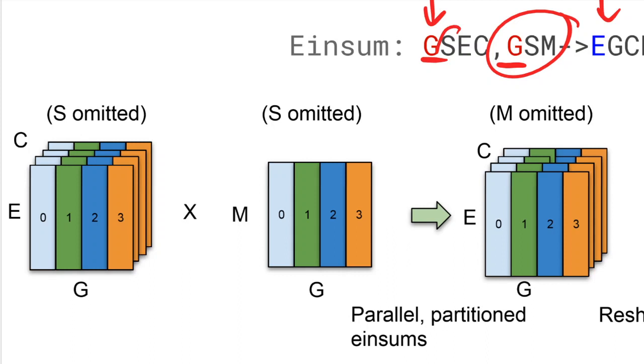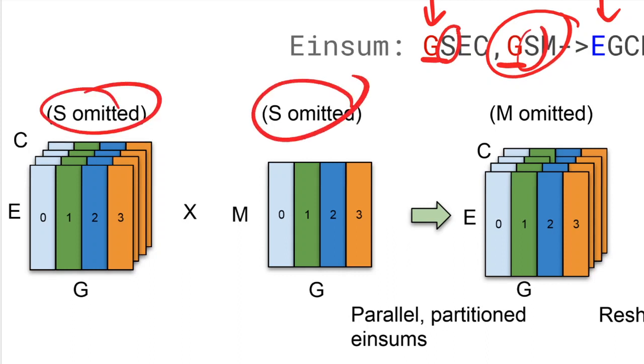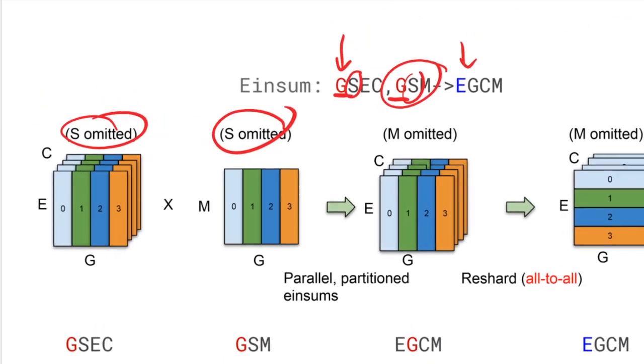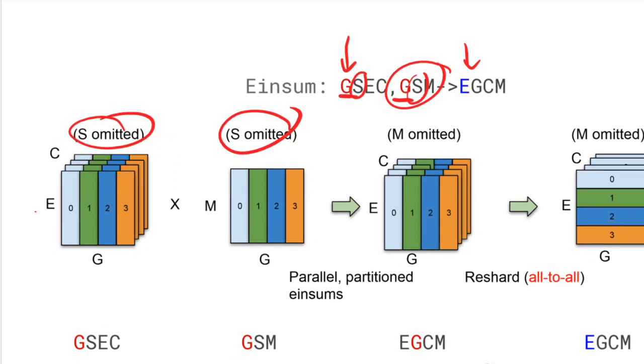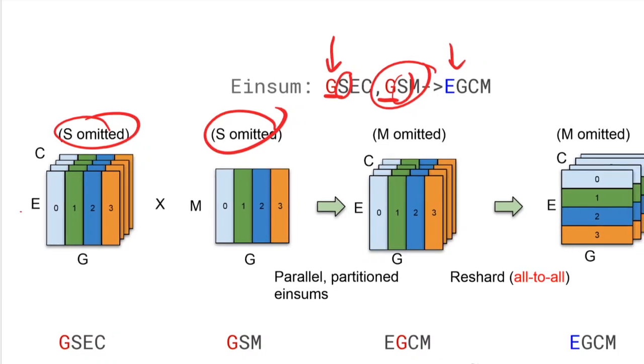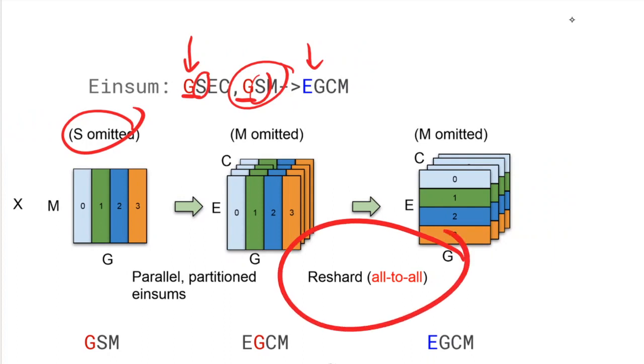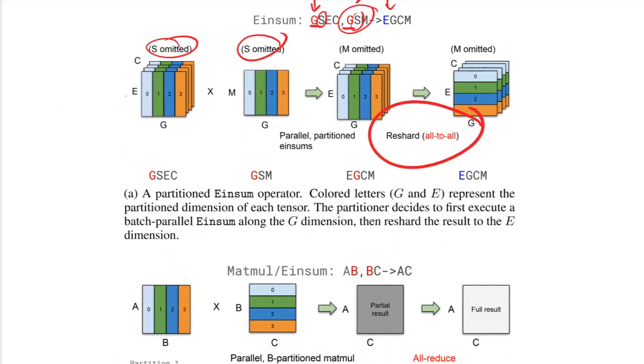You want to contract according to this S dimension, right? Which we have omitted right here. And if you multiply that, we omit the S, so this is not much of a graphic right here. But then they have this reshard operation, and you don't have to worry about this. So from here to here, there is this reshard operation that just shards it according to E.